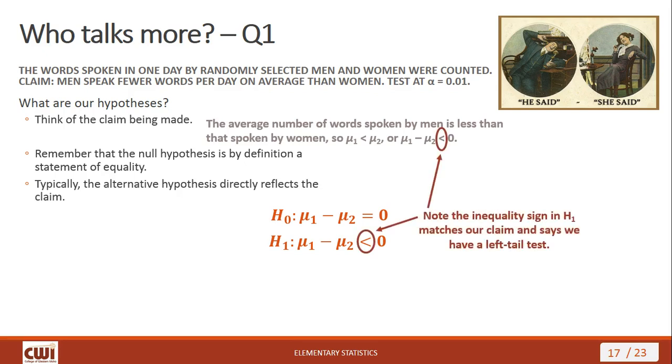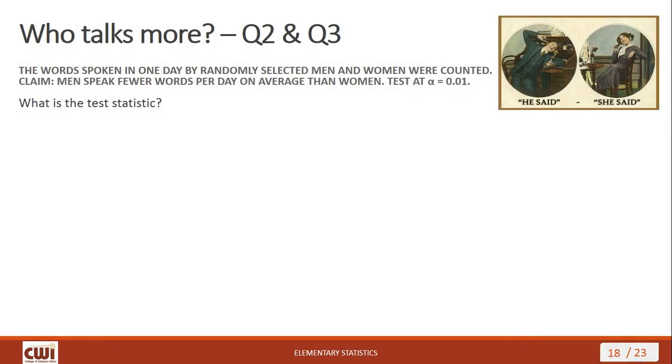Note the match between our alternative hypothesis and our claim. Notice also that because the alternative hypothesis uses the less than inequality sign, it's just like an arrow pointing to the left, and we have a left-tailed test. This is a one-tailed test.